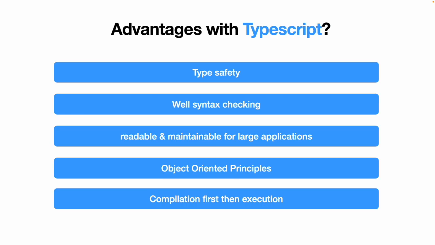Then we'll also see how type safety will be covered with TypeScript, how it's going to do well syntax checking, how the code will be more readable, maintainable, object oriented, and how the compilation happens here. So this is just an example. Again, no need to write any code. This is just to understand how the problems in JavaScript we are solving with TypeScript, a practical demonstration for that.